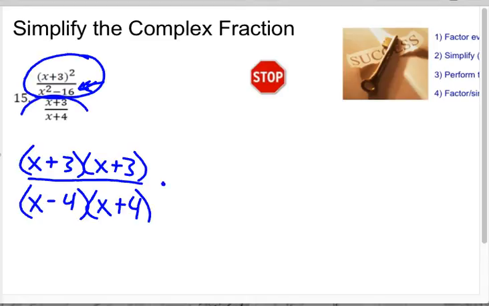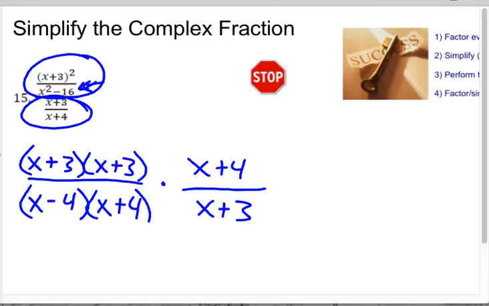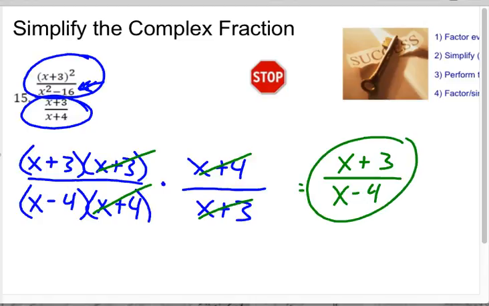Okay, this is what we're dividing by right here. So I've got to multiply by its reciprocal. So it becomes x plus 4 all over x plus 3. Okay, can I simplify this? Well, the x plus 3, numerator to denominator, cancel out, and an x plus 4. Multiplying across, I'm left with x plus 3 all over x minus 4. And we're done. That is simplified.